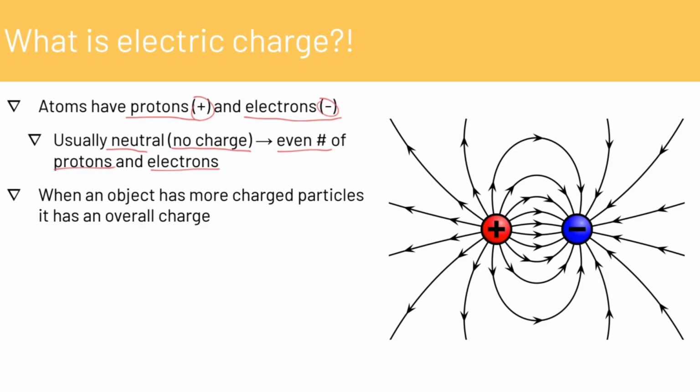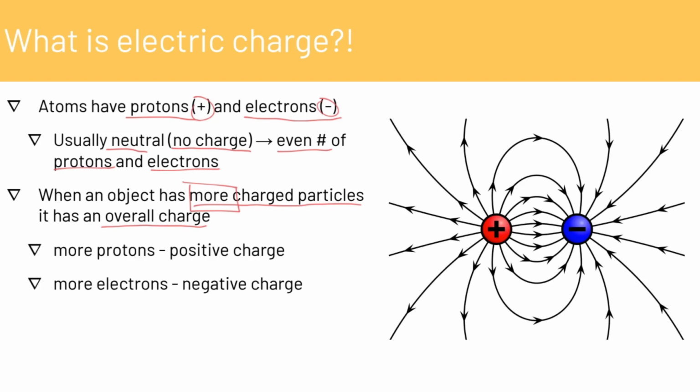So when an object has more charged particles of one type or another, it's going to have an overall charge. If the object has more protons, it's going to have a positive charge. And if the object has more electrons, then it's going to have a negative charge overall.